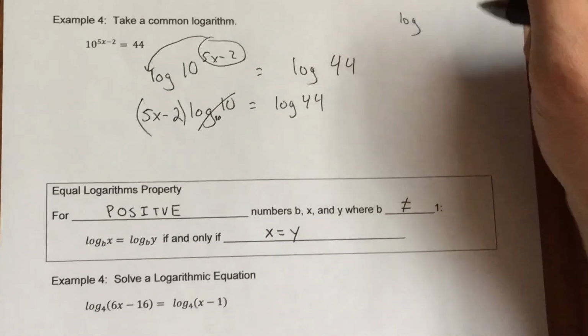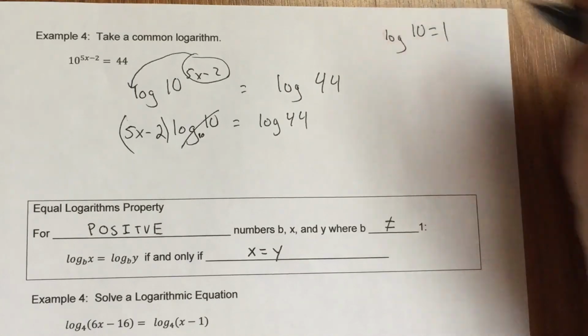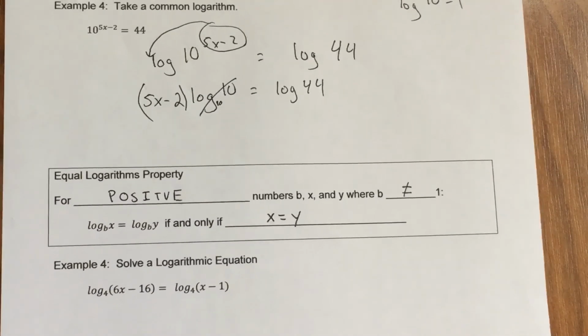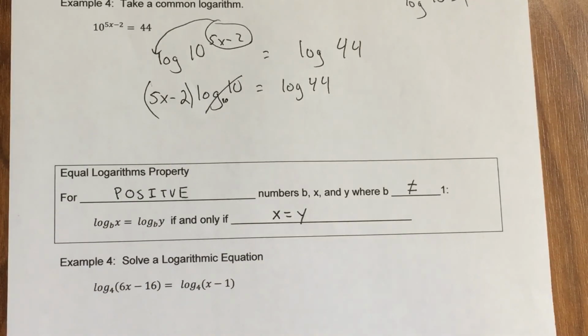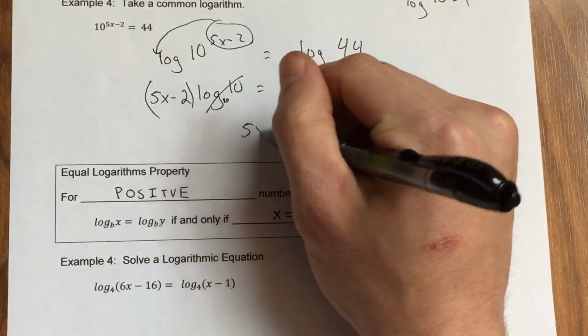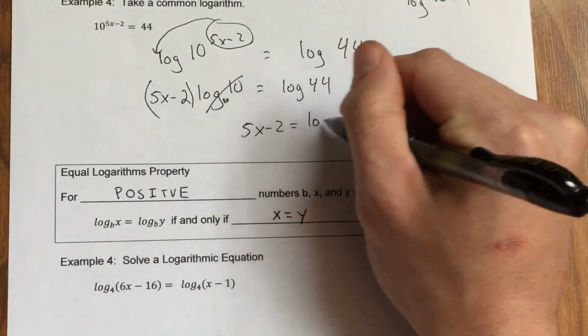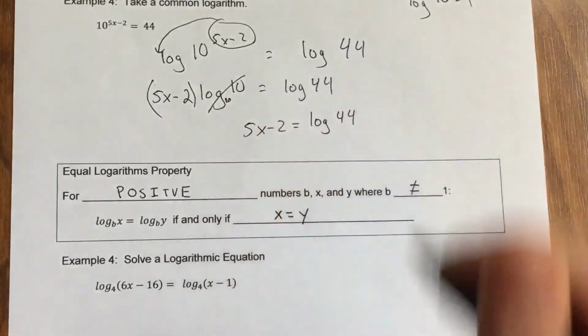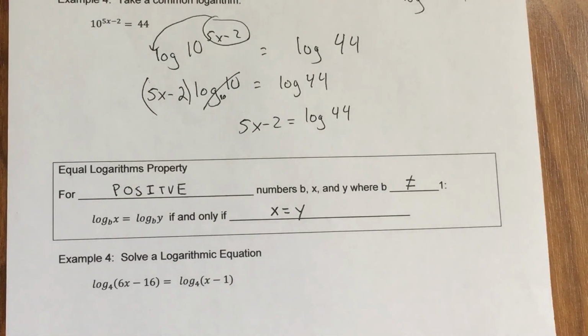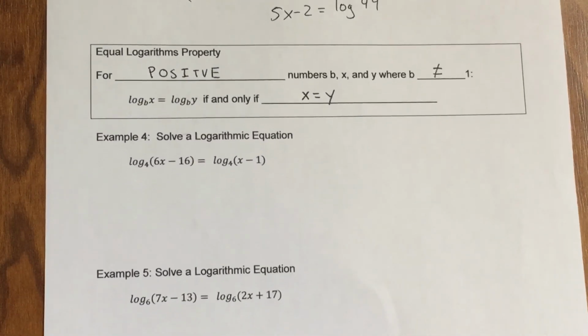But maybe jot a little note up here for you guys. Log of 10 equals 1. Since that's equal to 1, we can just cross that right out because 1 times anything is just the same number. We can rewrite this as 5x minus 2 equals log 44. And you can proceed to solve that problem. I'll leave that one to solve for you guys on your own. But if you want to check your work, you should get that x is approximately equal to 0.73. Now we're going to move on to the equal logarithm property.